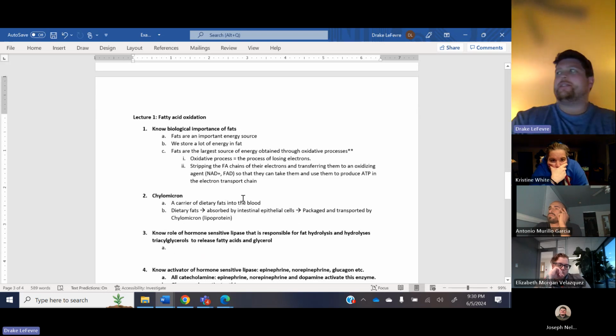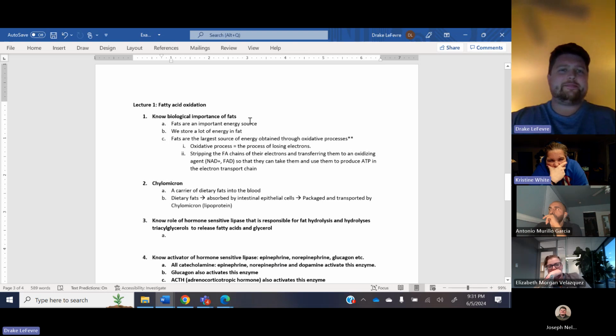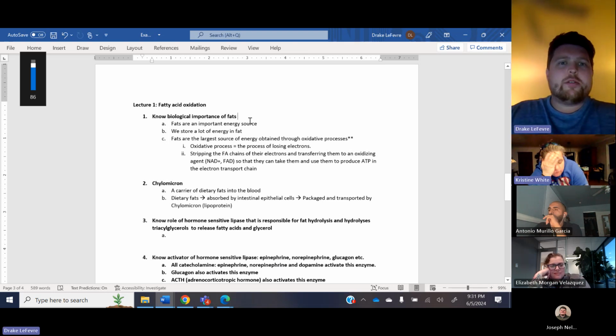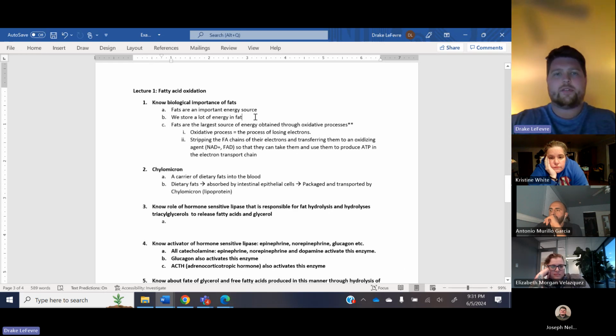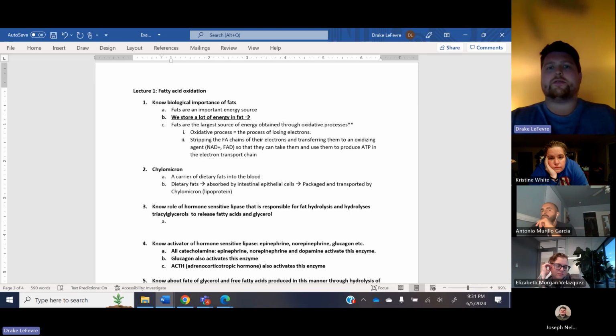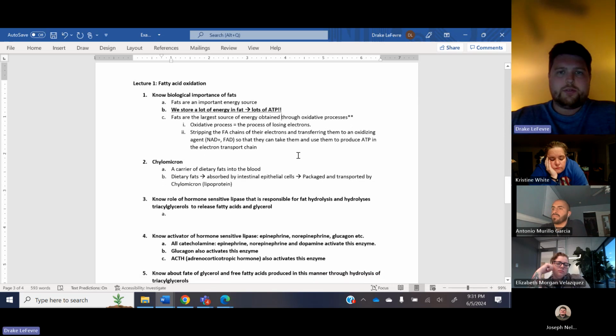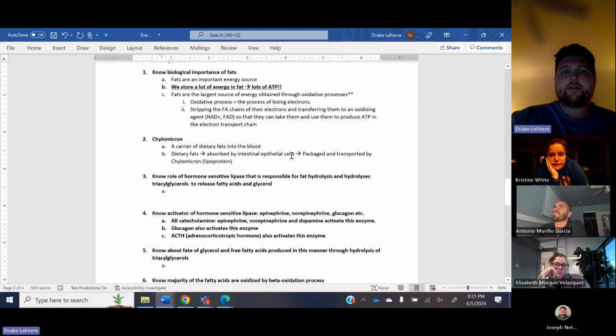Fatty acid oxidation, continuing down on our ride of the struggle bus. Know the biological importance of fats. So fats are an important source of energy. Obviously, we store a lot of energy in fats. That's our main thing as far as this first chapter is concerned. We get lots of ATP from our fats. All this stuff, stripping the fatty acids of electrons, transferring them to an oxidizing agent, all that kind of good stuff.